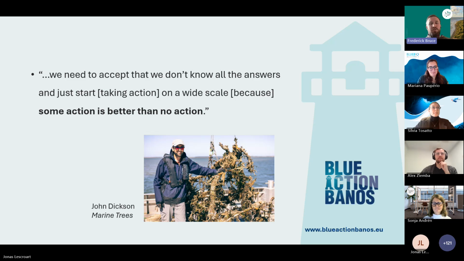Yeah, and then finally, just a quote from a researcher in the Netherlands, that some action is better than no action. And he did some research basically throwing trees into the North Sea as artificial reefs, and it worked very well, and it showed a lot of biodiversity accretion from different species. So yeah, I think that's the last slide. Thank you for listening.